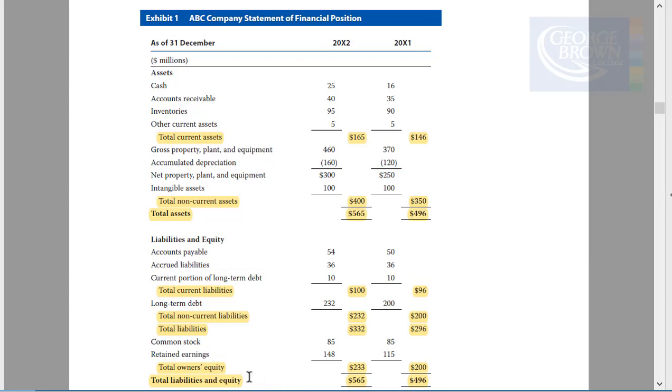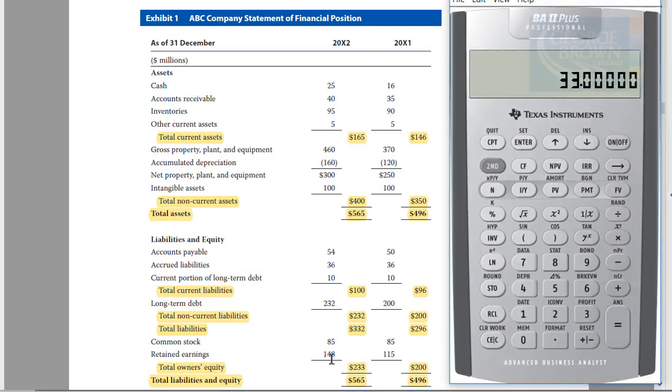Moving down here to total owner's equity, you can see owner's equity is made up of two items. The first is common stock, and the second item is retained earnings. Retained earnings is the link between the income statement and the balance sheet. So we can see here from 20X1 to 20X2, the retained earnings increased. So 148 minus 115. The difference between 20X1 and 20X2 is 33. And we're going to discuss that later in the income statement. You're going to see that in 20X1, the company had a profit of at least 33 million.